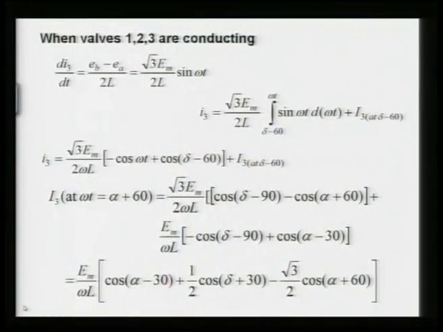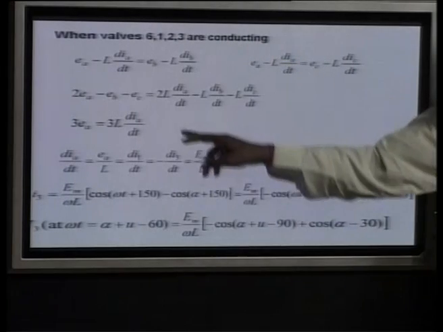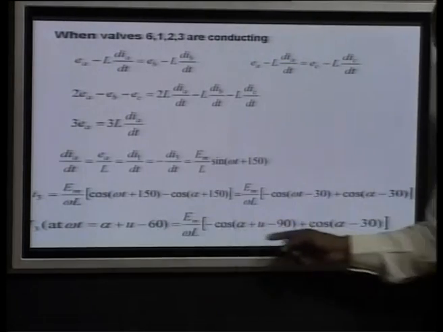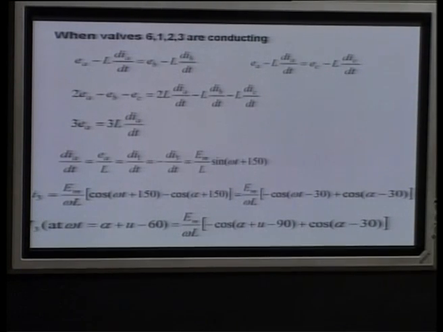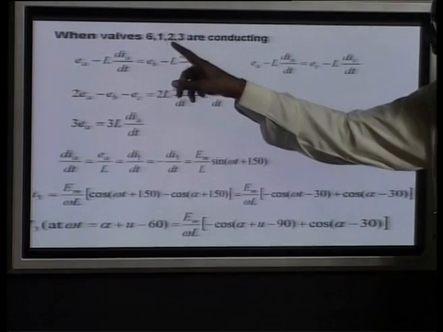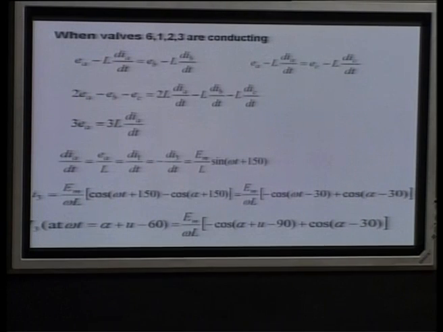If you remember, once 1, 2, 3 are conducting, even though before that I said 6, 1, 2 were conducting, and then we gave the gate pulse to 3, it was conducting. We derived the current expression here. Now you can see we are getting the currents. Then the commutation between 6 and 2 will be over, 2 will take care, then valves 1, 2, 3 are conducting, and then the expression becomes this.